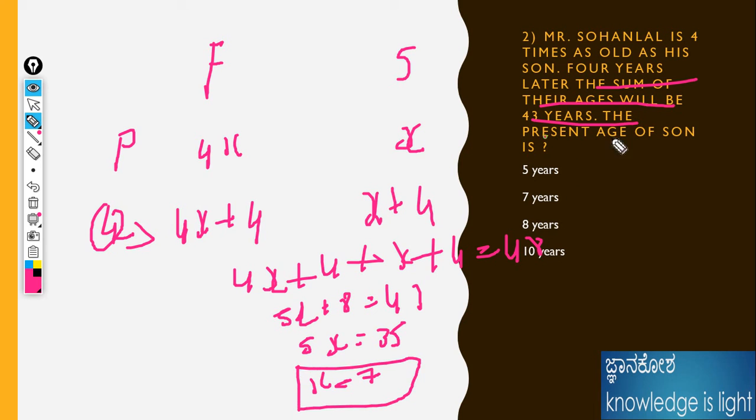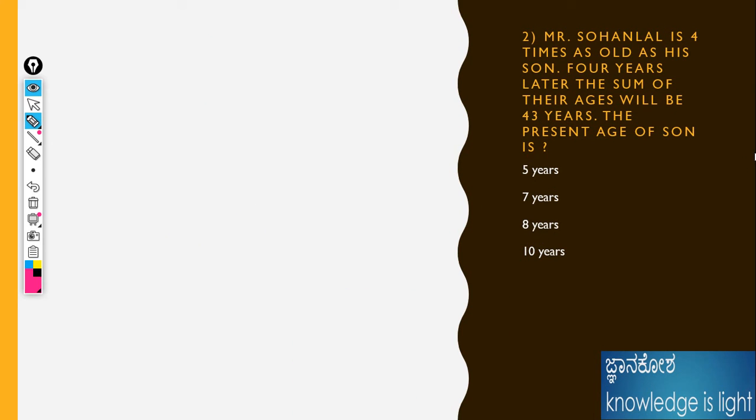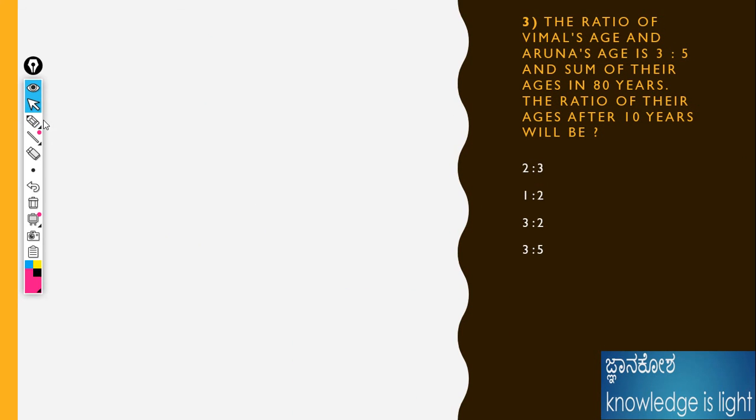What is the question asking? The age of the son. What is the age of the son? It is 7 years. If the question is asking for the father, 7 times 4 is 28. Understand? Answer is 7. If the question is asking for the father, then the answer is 28. Why? Because 7 into 4 is 28. Okay. Next, let's move on to the next question, number 3.